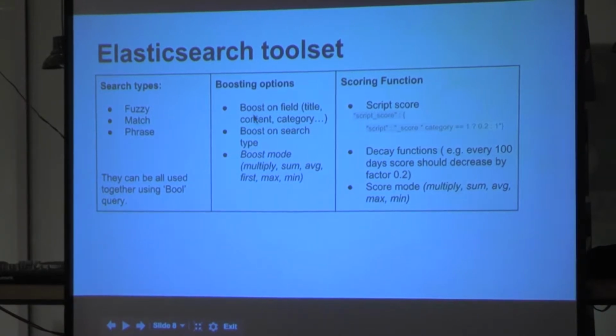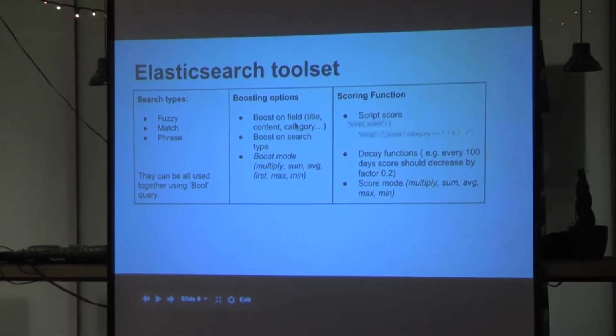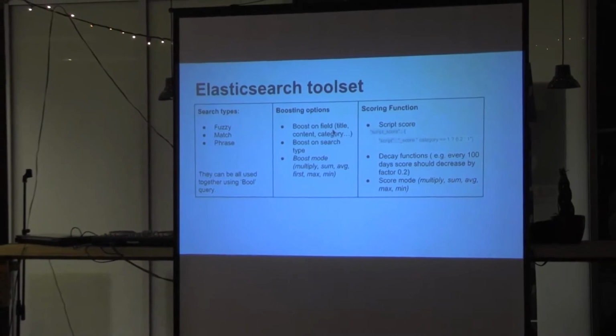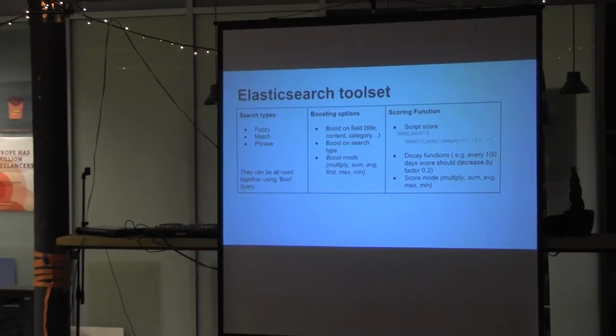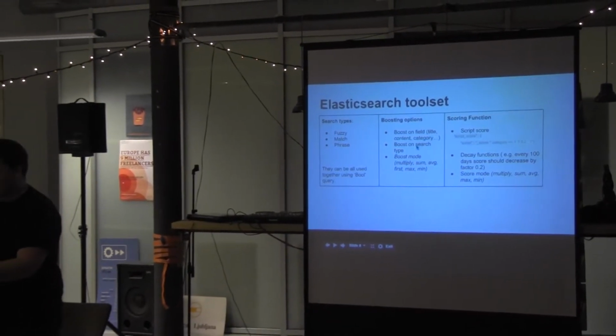Then you have boosting options. You can boost your results based on field. Let's say title is always more important than the body. The category is always more important than the body and stuff like that.